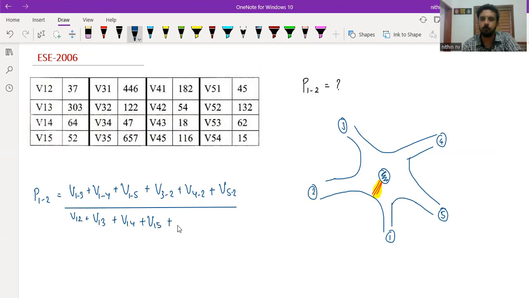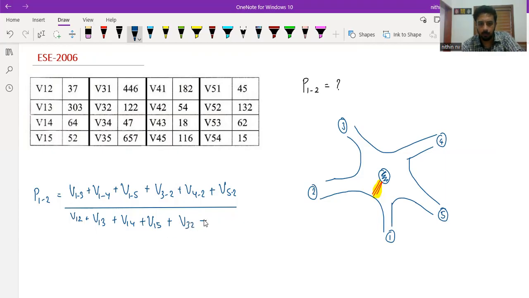Now let me take leg 2. 2 to 3, no. 2 to 4, no. 2 to 5, no. 2 to 1, no. We don't need it. That's why it is not given in the table also. Understanding? Now 3 to 4, no. 3 to 5, no. 3 to 1, no. 3 to 2, yes. Why? The vehicles will be using this portion to exit to leg 2. Understanding? So 3 to 2 will be coming. I'm just writing 3 to 2, that's it.